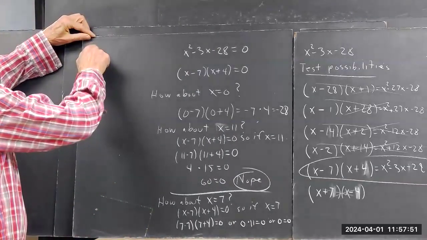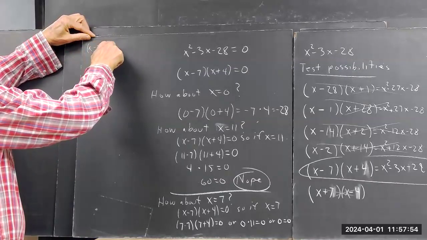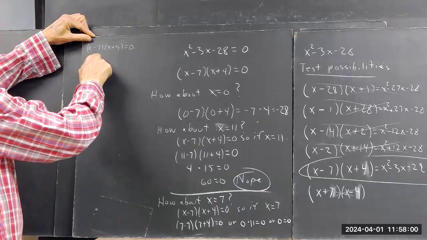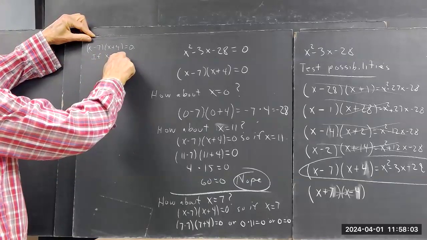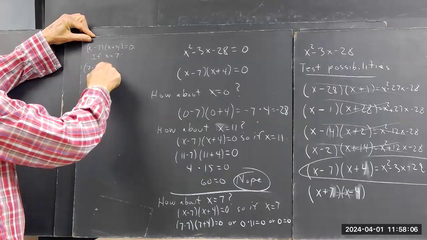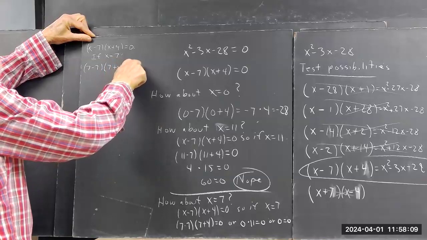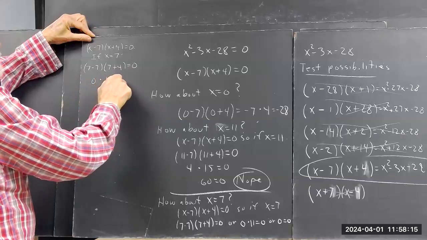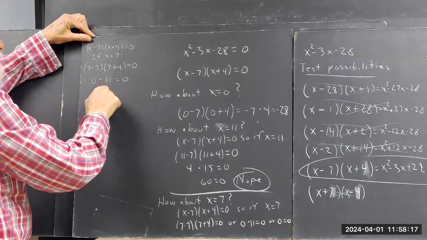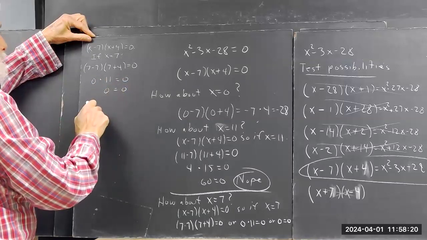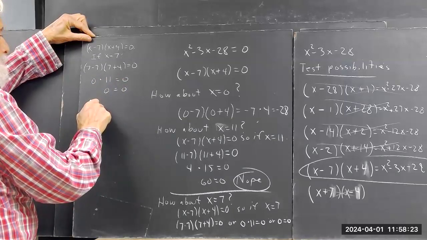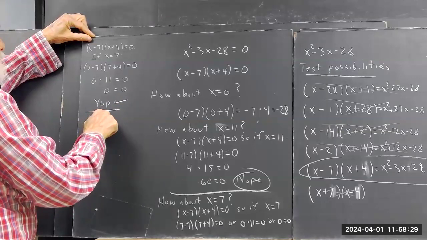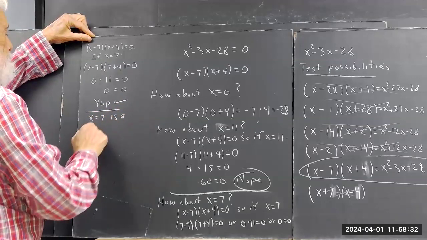Okay, so let's just write it out again. X minus 7 times X plus 4 equals 0. If X equals 7, we get 7 minus 7 times 7 plus 4 equals 0. 7 minus 7 is 0. 7 plus 4 is 11. We get 0 times 11 equals 0. We get 0 equals 0. And yep, X equals 7 is a solution.